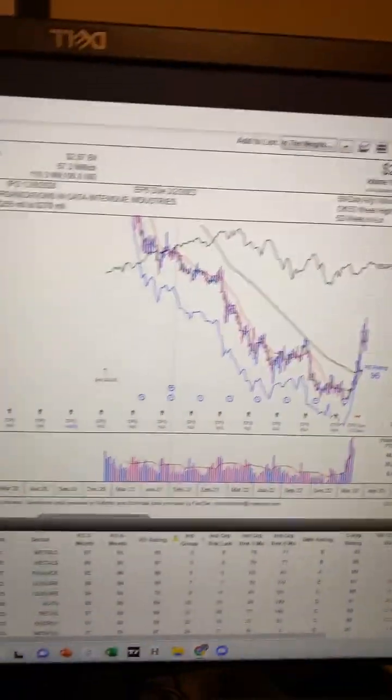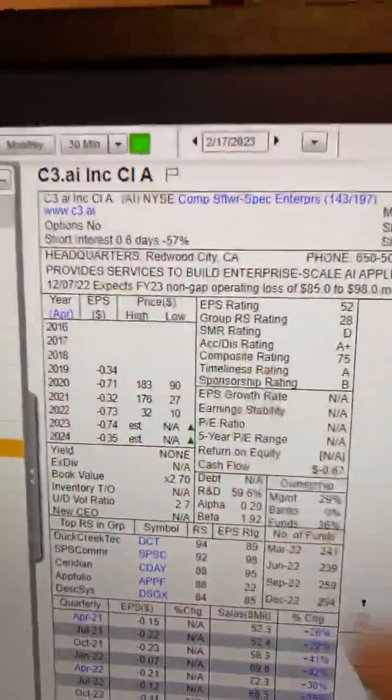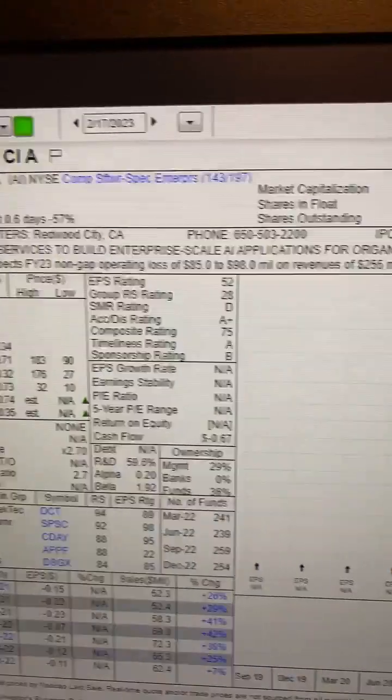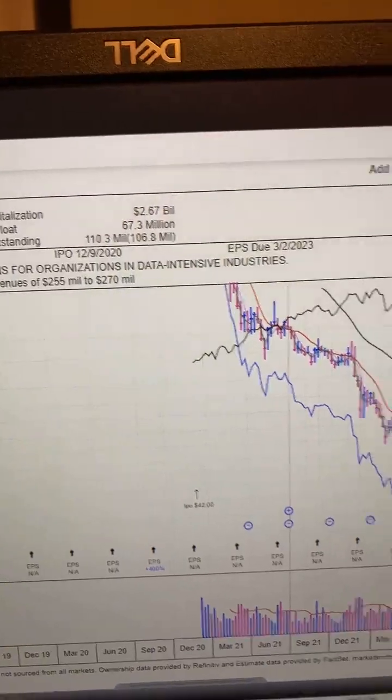Another way to start to filter out some of these trades, some of these ideas, is by looking at the actual fundamentals. I'm going to bring over another tool that I like to use. It's called MarketSmith. Same stock, ticker AI. Here's what the company does. They provide services to build enterprise scale AI applications for organizations in data intensive industries.